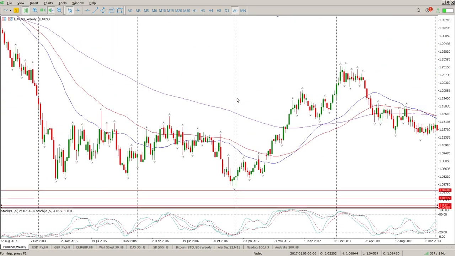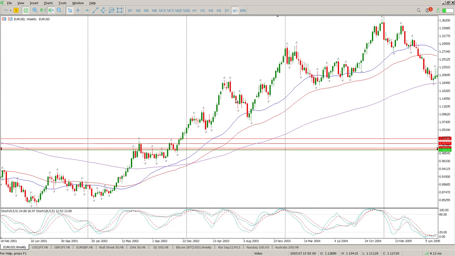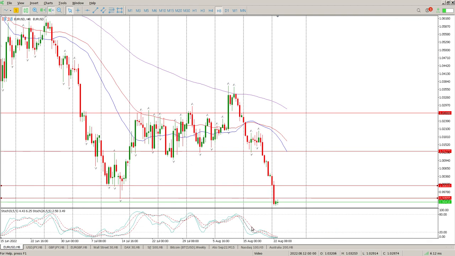I'm going to go to the weekly, see if we can pick something up here. And last time we were in this zone was in 2002. Okay, and you can see there's a cluster of support that could be coming here. So for me at the moment, you're looking to sell, but you're looking to sell off resistance.